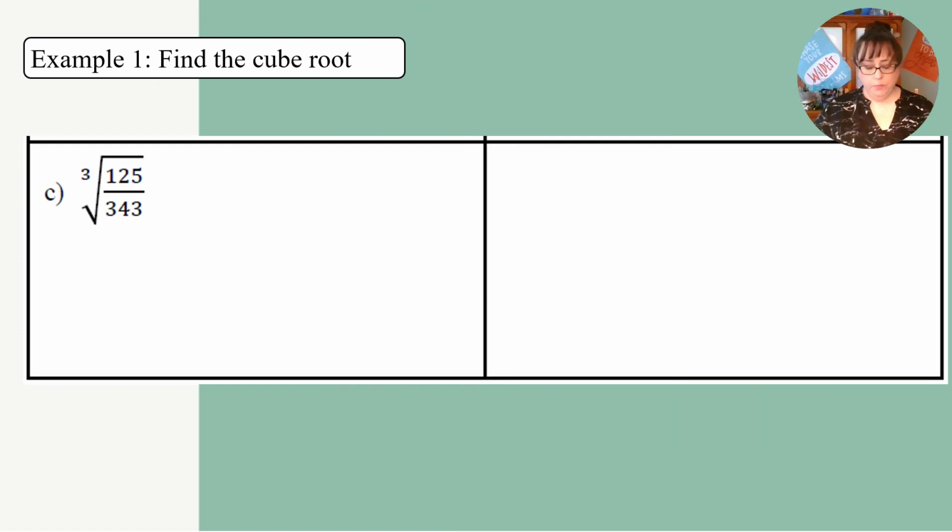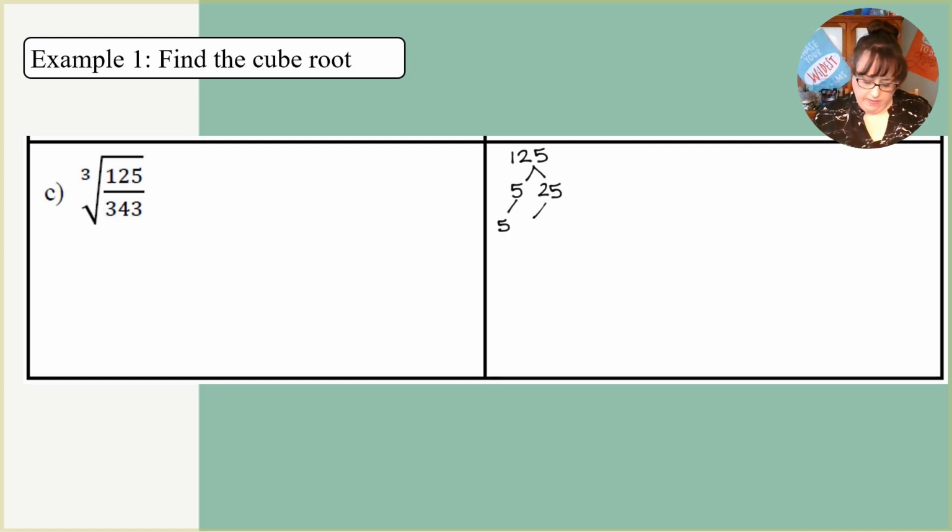So what do we do when we have a problem with fractions? We just have to do those two separate factor trees and then put it back into a fractional answer. 125, I know, is 5 times 25, which is 5, and then 5 times 5. I'm actually going to just do my triplets right here because I can see it so easily. I see that there's a set of triplets, so my answer is going to be 5.